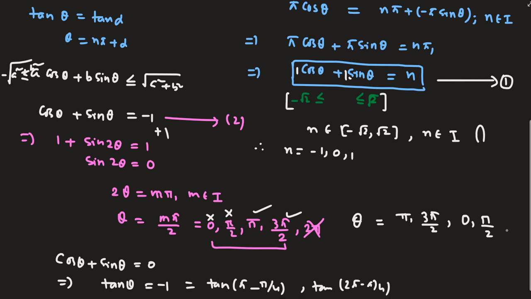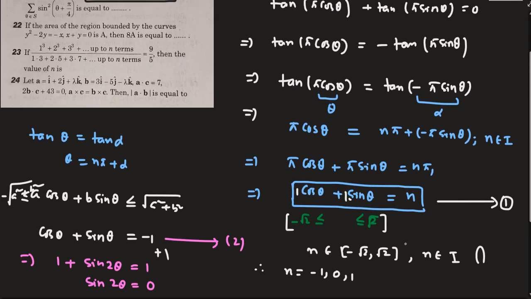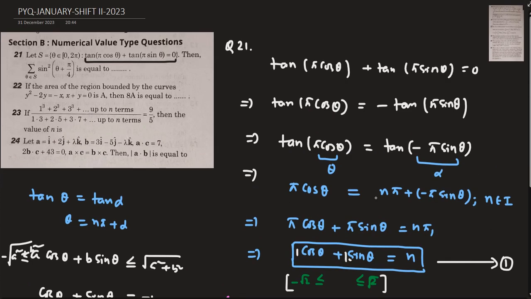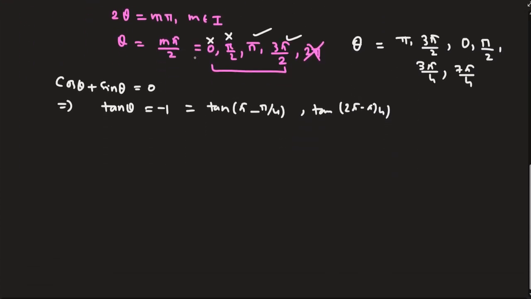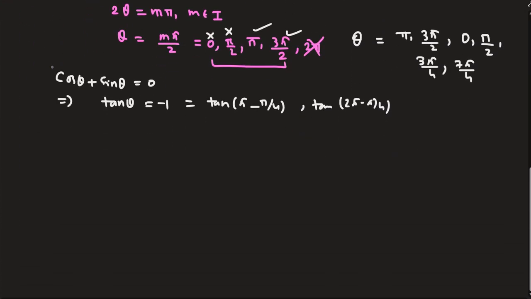So two more values of theta we will get: one is 3 pi by 4 and the other is 4 into 2, 8, 7 pi by 4. So now we have all the values of theta. Now we are going to calculate the value of this expression, the sum of sin squared of theta plus pi by 4, over theta belonging to the solution set of S.